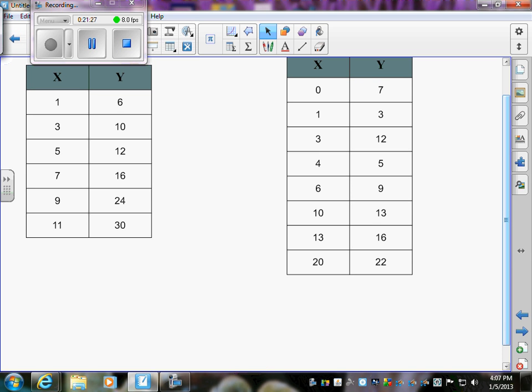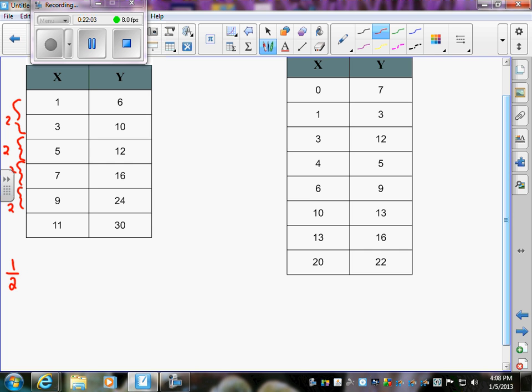All right, so here's one where we've got a table. And if you look at your delta x's, the first one is 1 to 3, so that's 2. 3 to 5. Oops. Let's try that again. 3 to 5 would be 2. 5 to 7 would be 2. And 7 to 9 would be 2. So I now know that my delta x, or my height, would be 2.